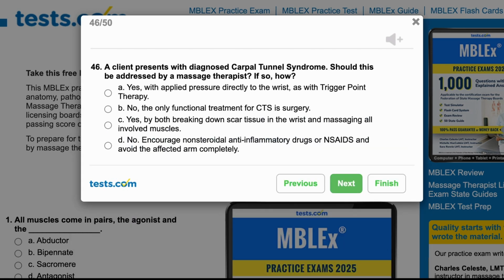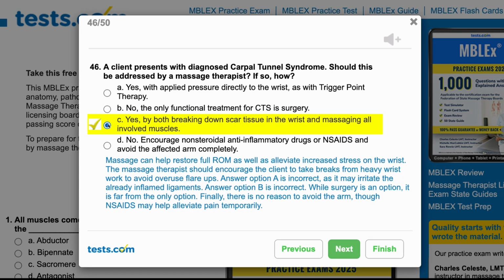Question 46. A client presents with diagnosed carpal tunnel syndrome. Should this be addressed by a massage therapist? If so, how? A. Yes, with applied pressure directly to the wrist, as with trigger point therapy. B. No. The only functional treatment for CTS is surgery. C. Yes, by both breaking down scar tissue in the wrist and massaging all involved muscles. D. No. Encourage nonsteroidal anti-inflammatory drugs, or NSAIDs, and avoid the affected arm completely.